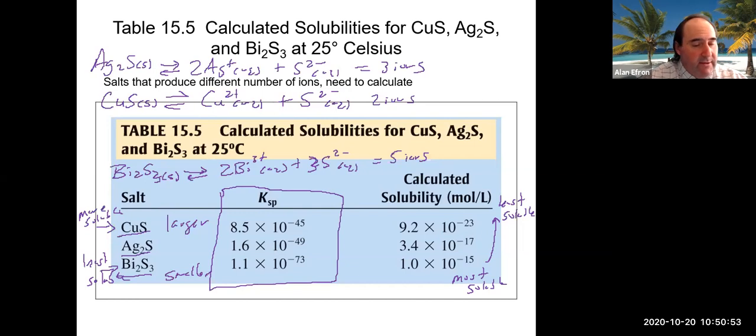So because these do not break apart into the same number of ions, you cannot use the KSP values to determine it. You actually do have to do some type of calculation like we've been doing to figure out the solubility of each of these, and then you should compare them. So you can use KSP values to a limited extent. The limited extent is you can do it when you're comparing things that break apart into the same number of ions. If they do not break apart into the same number of ions, then you cannot use the KSP value. You actually have to do the calculation and figure out what the solubility of each of those is and then compare them. Question on that there.